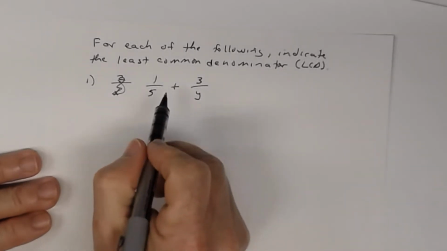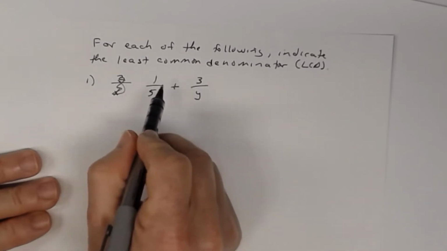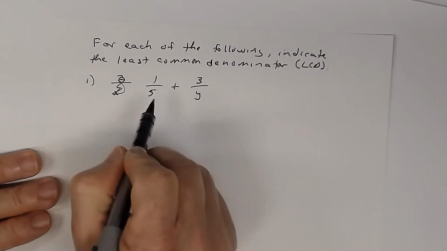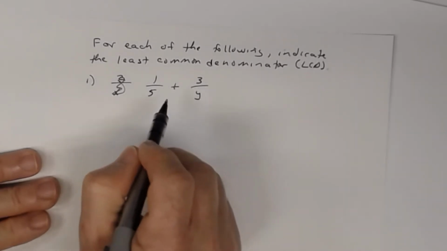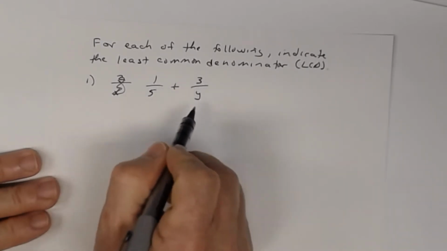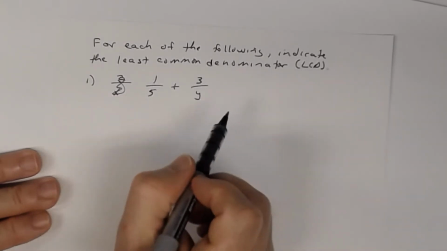Now remember, all I'm interested in doing is finding the least common denominator. I don't care what the numerators are. It's the denominators that I'm interested in, because if you recall, in order to add or subtract fractions, in this case rational expressions, your denominators have to be the same. And in order to do that, you've got to find the least common denominator.